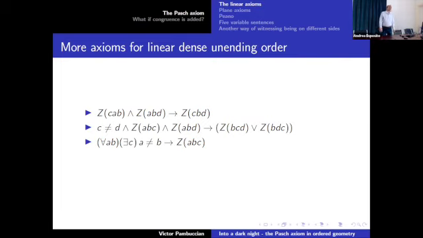And then you want to say that this is unending. And you also want to say that it is dense. Unending means there is no end of the world, you know, there's always something past something. And dense means that every interval contains something in between.